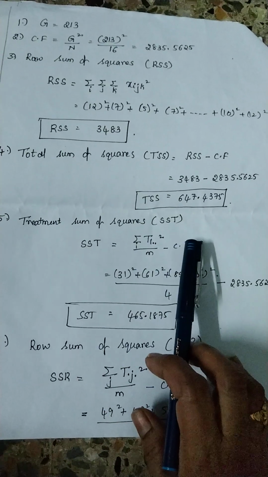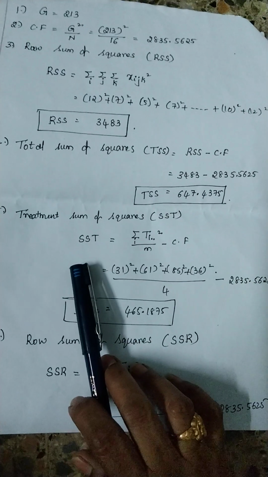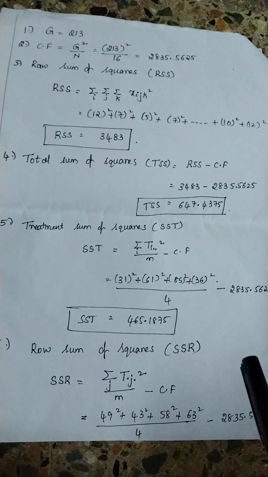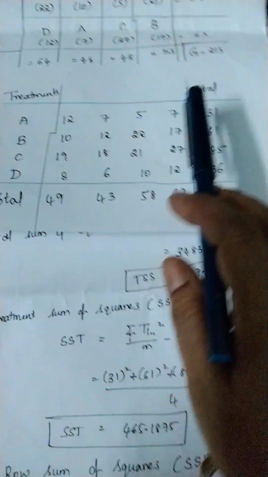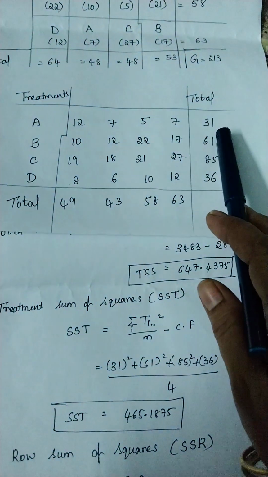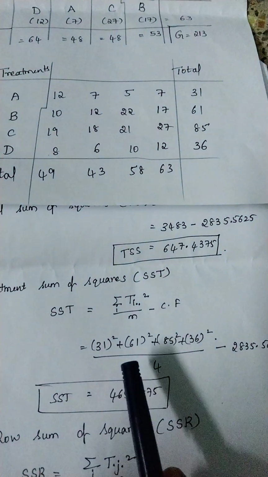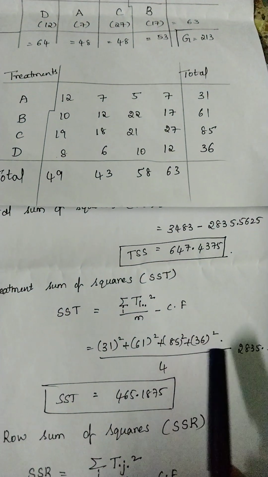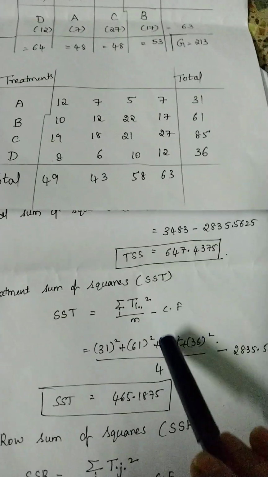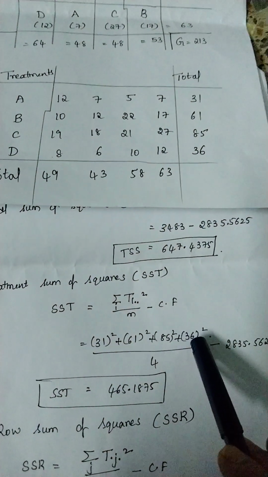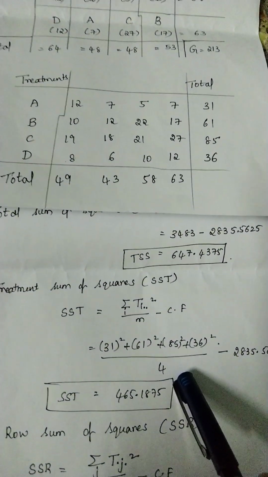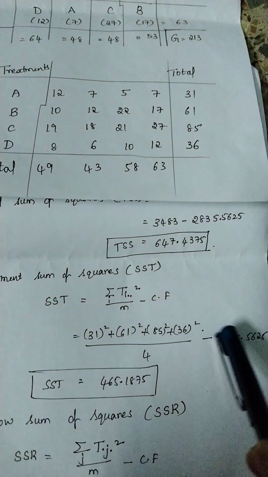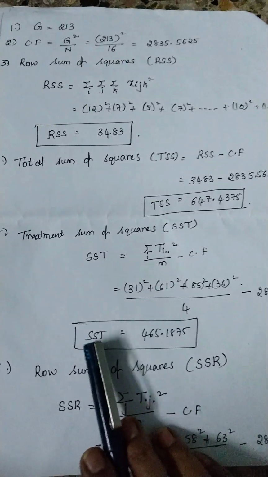Now, treatment sum of squares. How are we going to find the treatment sum of squares? Sum of squares due to treatments. In the previous table, see, what is the value of treatment A? Total 31. So 31 square plus 61 square plus 85 square plus 36 square. All these totals you are going to square and add, divided by the number of treatments you are having, 4, minus correction factor. With that, we are going to get the sum of squares due to treatments.